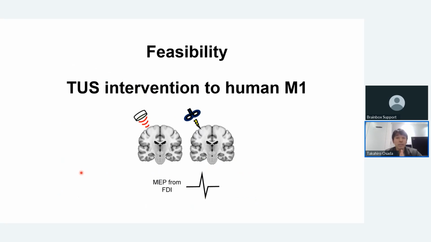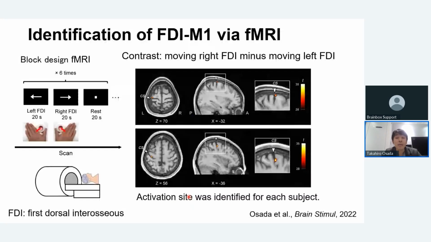To test the feasibility of TUS in humans, we examined the cortical activity changes after TUS by measuring motor evoked potential, MEP, with TMS to the human primary motor cortex, M1. Okay. The target location is crucial for TUS, so we identified the FDI representation in M1 via task fMRI. Subjects were instructed to perform a finger movement task inside the MRI scanner.